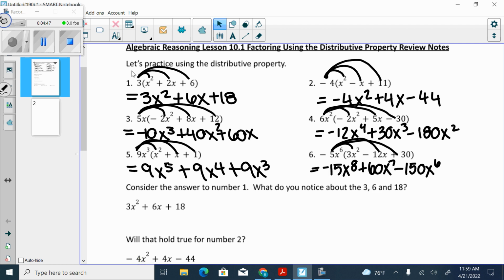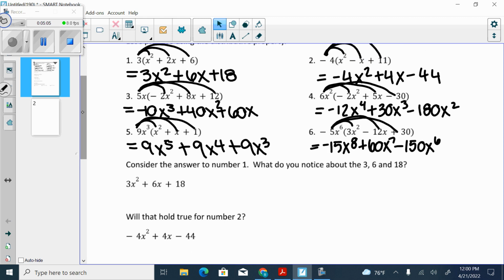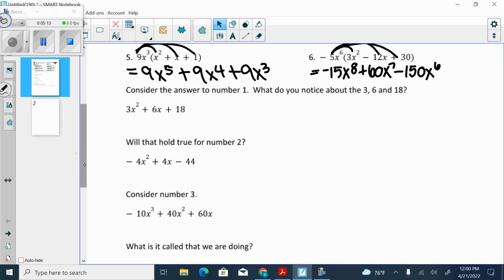All right. So now we've kind of refreshed ourselves on what the distributive property looks like. Now we're going to talk about how we do that in reverse, so undoing the distributive property. In this next section, it says consider what your answers were for some of your previous problems, like number 1. So this was our answer, the 3x squared plus 6x plus 18. It's written right here. They asked, what do you notice about the numbers 3, 6, and 18? They are all multiples of 3, or they are all divisible by 3.